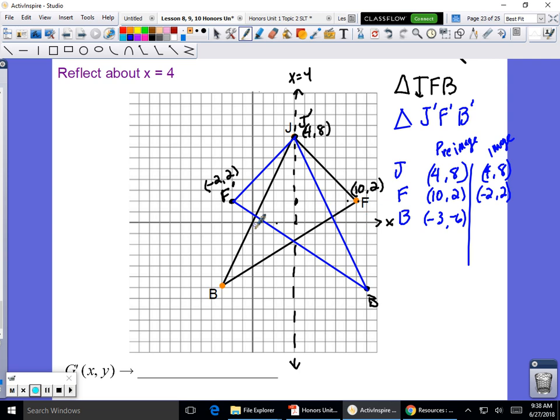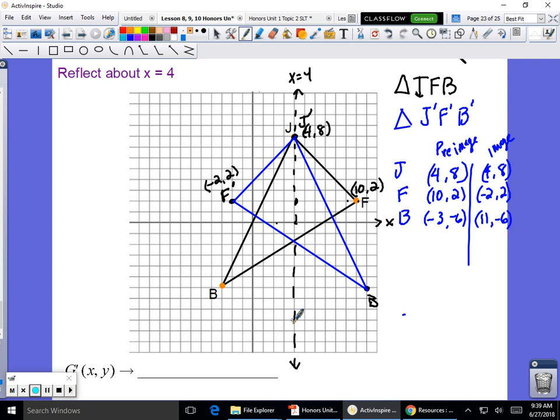And it became 11, negative 6. Woo! Okay, so initially I noticed that the y's didn't change at all. When we reflected over the line x equals 4, the y values didn't change at all. Only the x's did. Okay, so we reflect over the line x equals, and the x's changed.